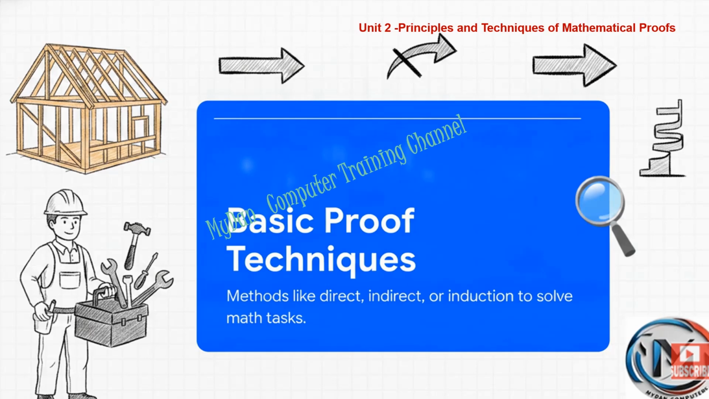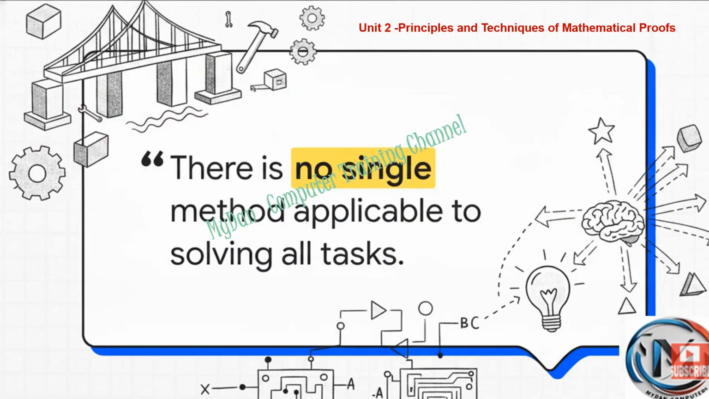Proof techniques broadly fall into 3 main categories: direct proofs, indirect proofs, and proofs by induction. And the choice of which tool you pull out depends entirely on the specific mathematical task sitting right in front of you. And this brilliantly illustrates the whole heart of discrete mathematics.